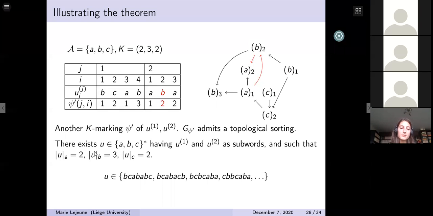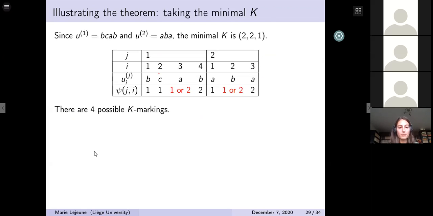Thus, that means that there exists at least a word U having this word as a subword, this word as a subword, and having 2 occurrences of A, 3 occurrences of B, and 2 occurrences of C. And in fact, here there are a lot of such words. And how is it possible? In fact, this is because there are several topological sortings of this graph, and there are maybe other K markings that also work.